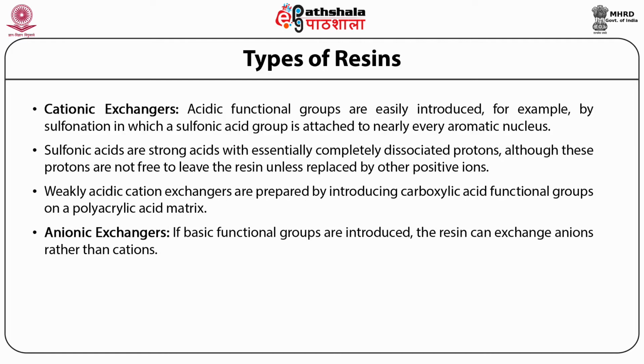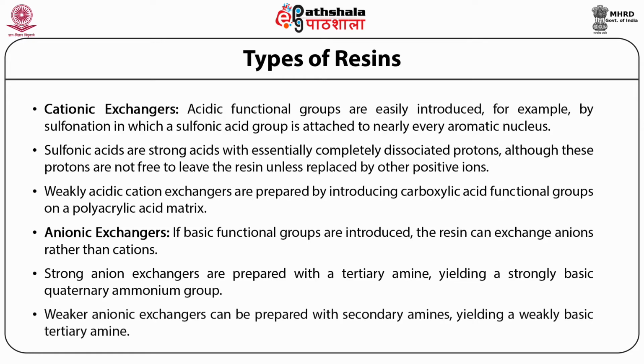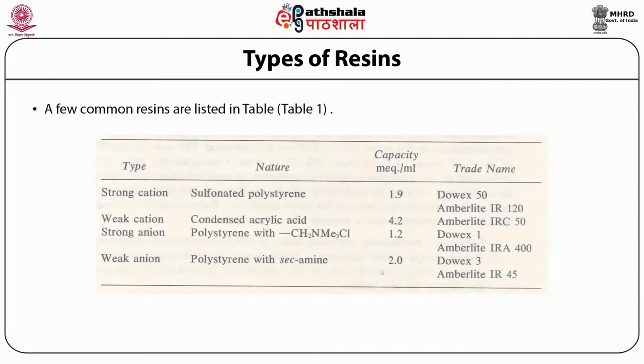If basic functional groups are introduced, the resin can exchange anions rather than cations, and such type of resins are known as anionic exchangers. Strong anionic exchangers are prepared with a tertiary amine yielding a strongly basic quaternary ammonium group. Weaker anionic exchangers can be prepared with secondary amines yielding a weakly basic tertiary amine. A few common resins are tabulated in Table 1.